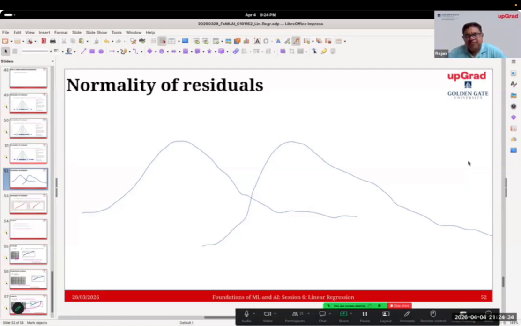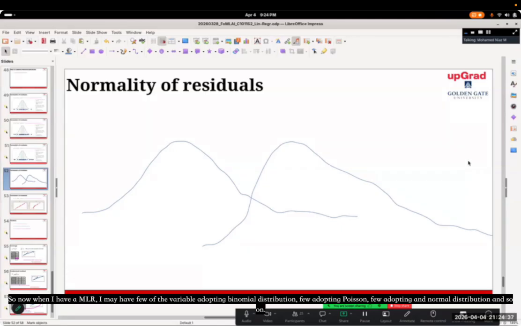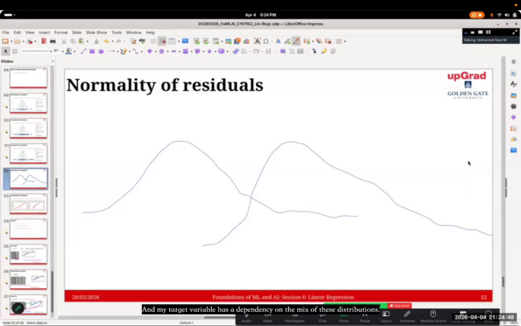So now when I have an MLR, I may have a few variables adopting a binomial distribution, a few adopting Poisson, a few adopting a normal distribution, and so on. And my target variable has a dependency on the mix of these distributions. In that case, I still must do the linear regression. What should I do to transform them?